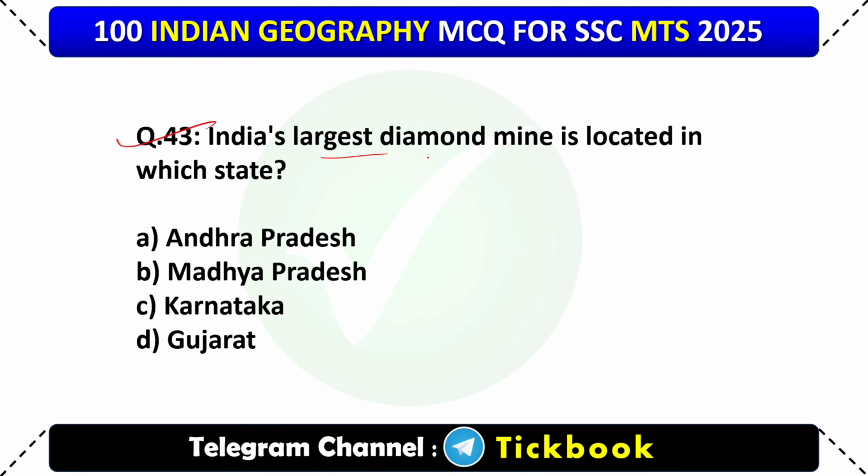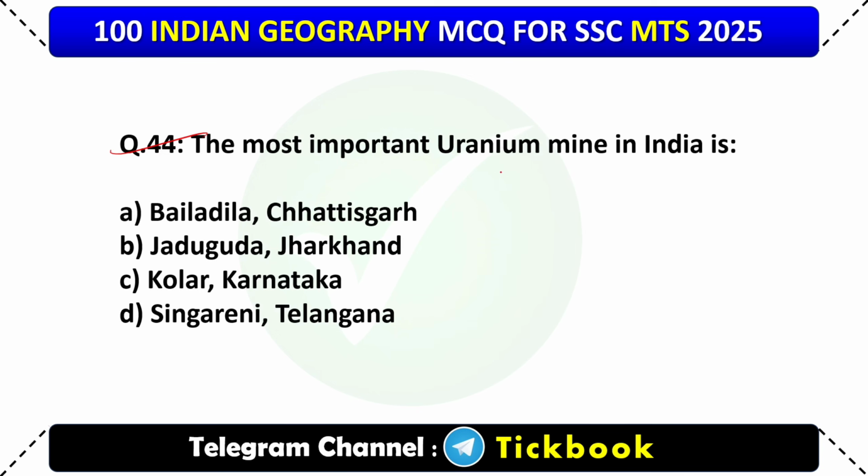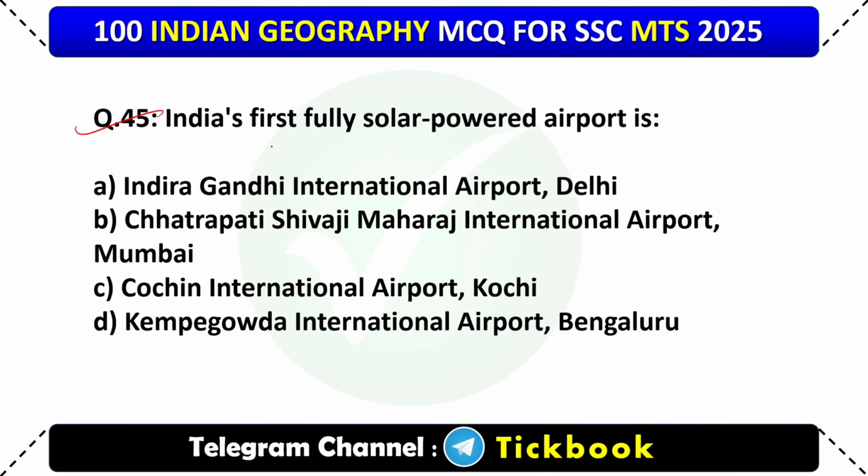43. India's largest diamond mine is located in which state? Option number B, Madhya Pradesh. 44. The most important uranium mine in India is. Option number B, Jadugoda, Jharkhand. 45. India's first fully solar powered airport is. Option number C, Kochi International Airport, Kochi.